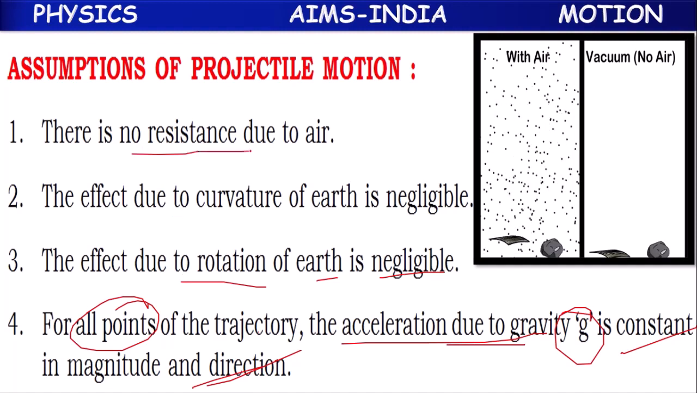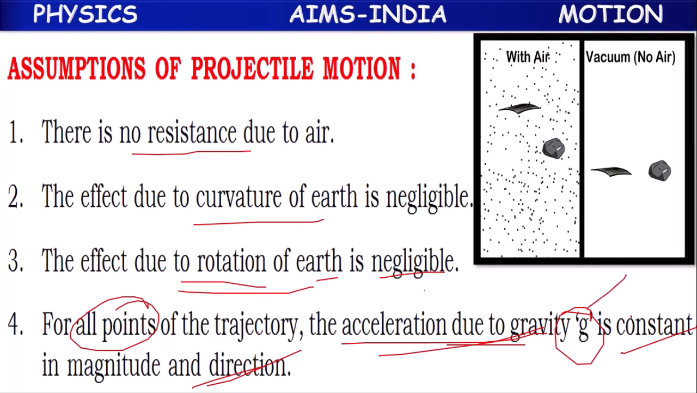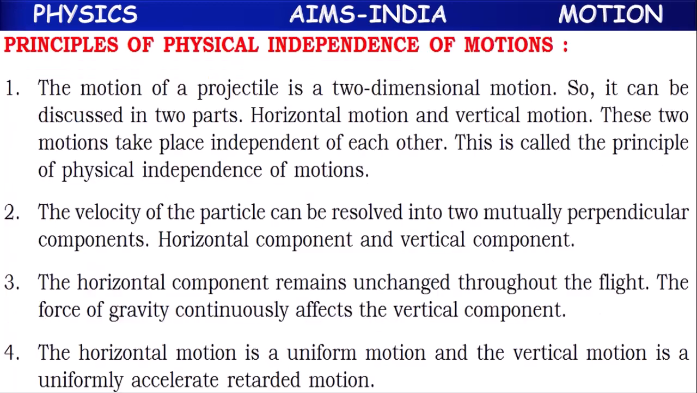So no air resistance, effect due to curvature negligible, effect due to rotation negligible, acceleration due to gravity, g, is constant at all places, both in magnitude and direction. These assumptions we have to keep in mind.